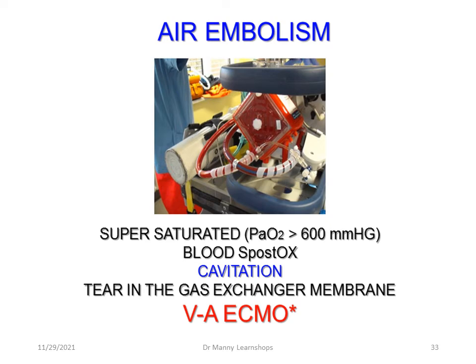There can be a potential for air embolism, which can be reflected in a PaO2 of greater than 600 millimeters of mercury, because again, you have a problem related to saturation or cavitation, or there could be a tear in the gas exchanger membrane, which however is typically related to veno-arterial ECMO, not typically veno-venous ECMO.